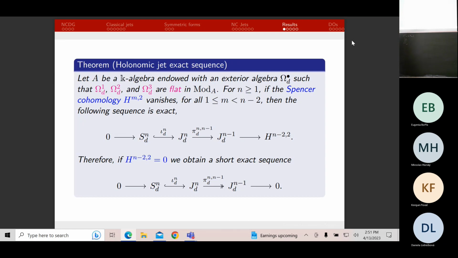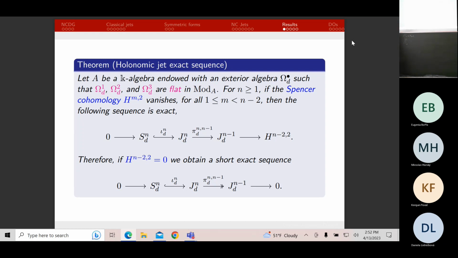Okay, so finally the theorem that sort of justifies this definition. Under suitable assumptions, we have that the short exact sequence does hold with the definitions we have given. Now, what are these assumptions? I have several times said how they are to be expected in a sense, but the one that is kind of disturbing is asking that the Spencer cohomology vanishes.